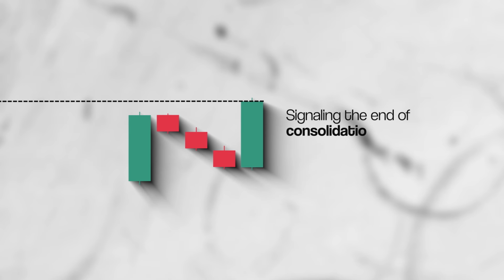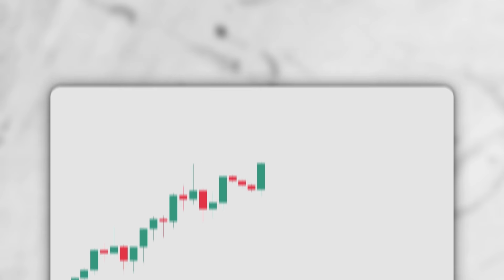It is followed by 3 consecutive bearish candles with small bodies. These candles must stay within the price range of the first candle and should not break its high or low. The fifth and final candle is another strong bullish candle. It closes above the high of the first candle, signaling the end of consolidation and the continuation of the upward move. Now let's move to the chart.